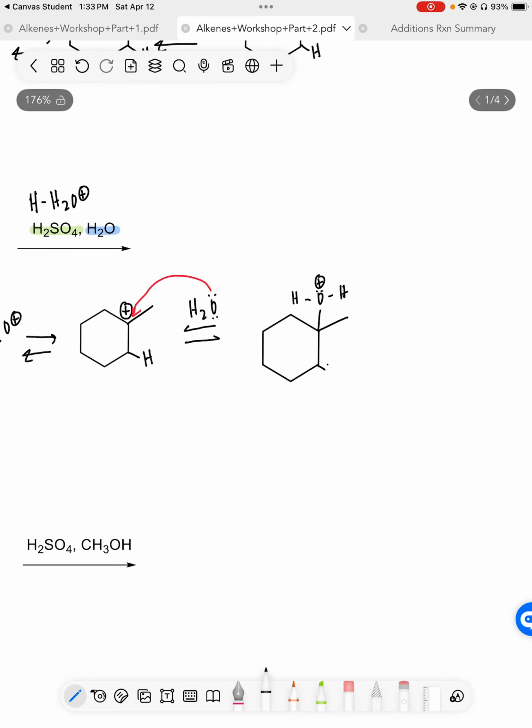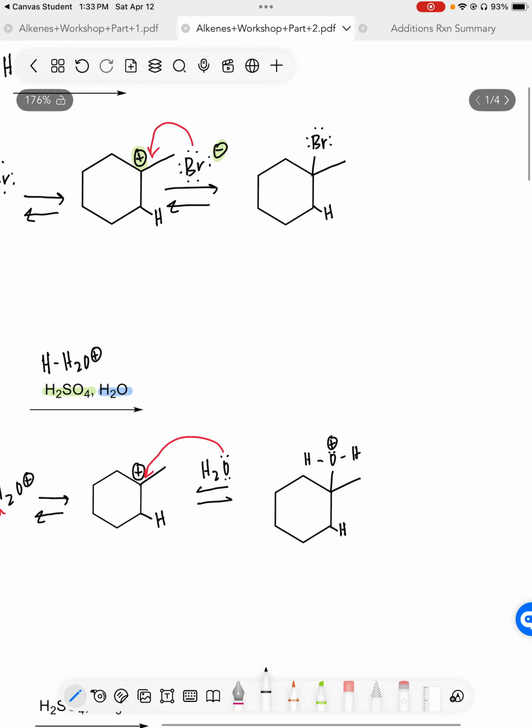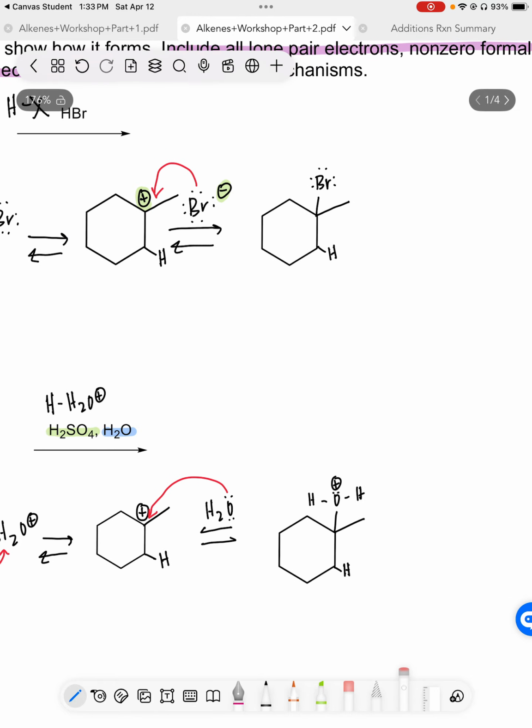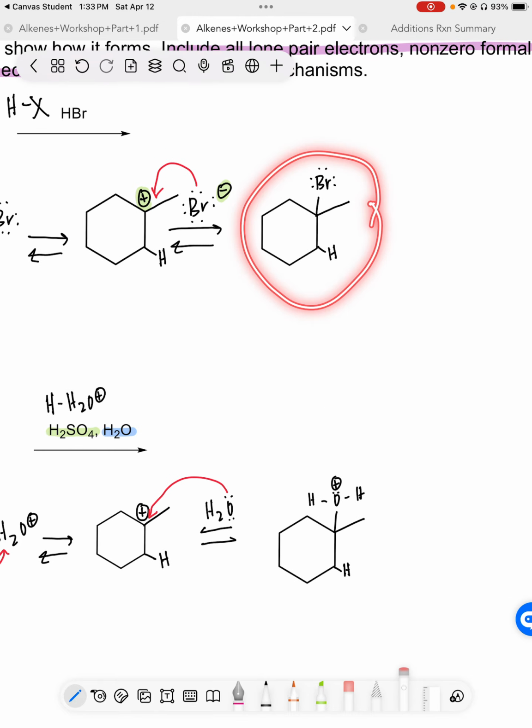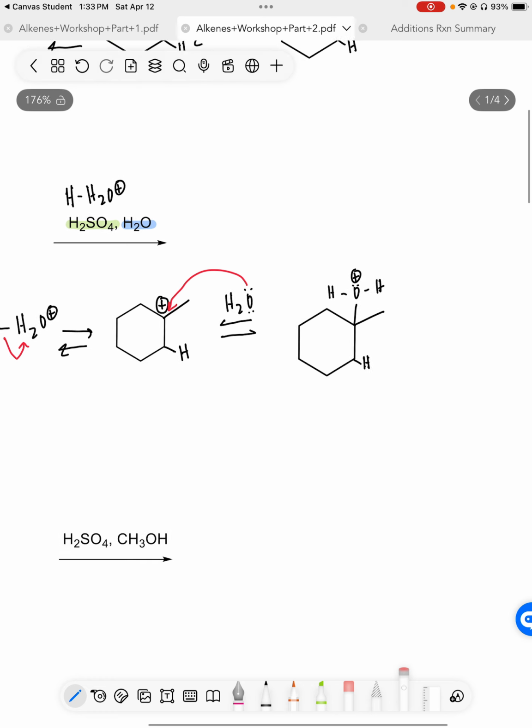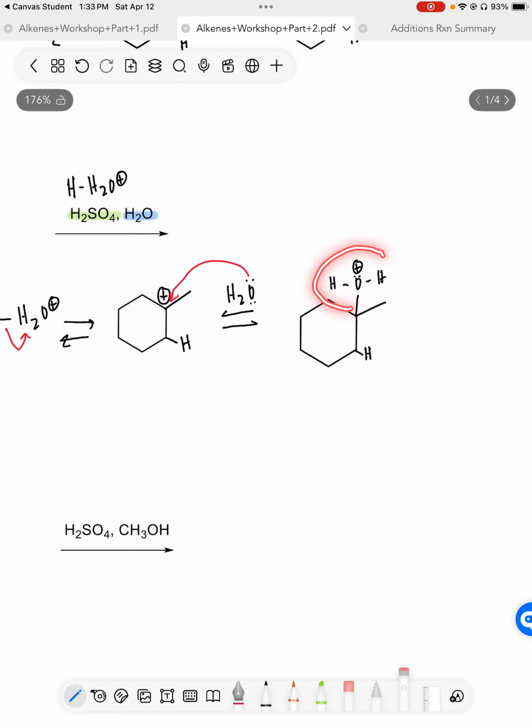We still have our hydrogen here. So now we have a molecule that has a positive charge, and this can be a good indicator to you that you're not done yet. Up here, we added the bromine, there was no charge, everything was all set. For this reaction, we don't want to leave this. This is not stable, it doesn't want a positive charge on it, it's high in energy.